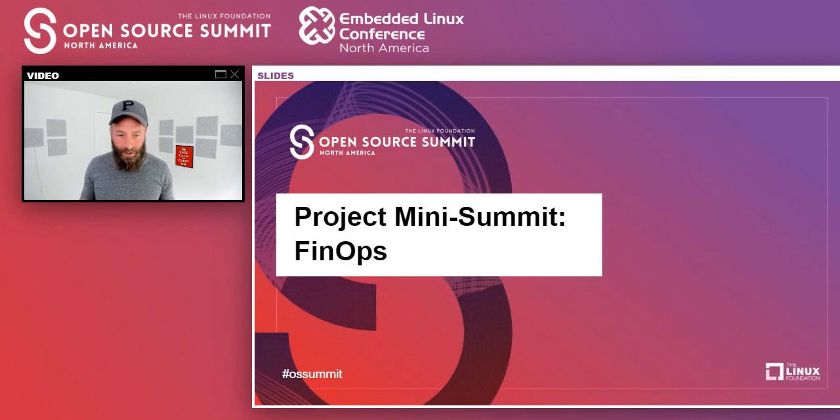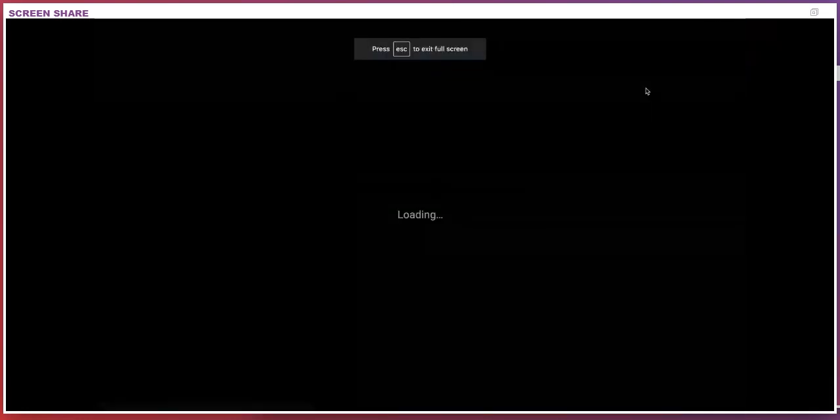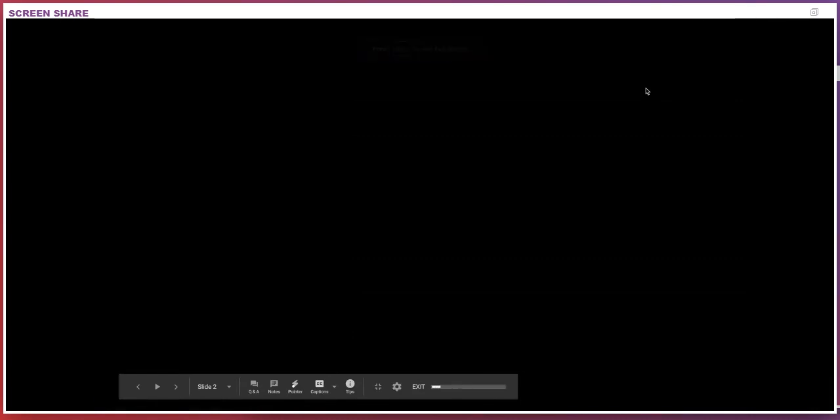I'm going to start a screen share here, and hopefully everybody can see my screen. One second here. All right. Can I get a thumbs up from the co-presenters if you can see the black screen now? Great.